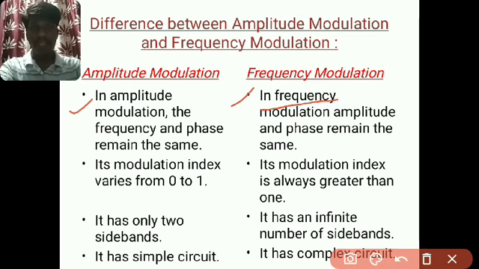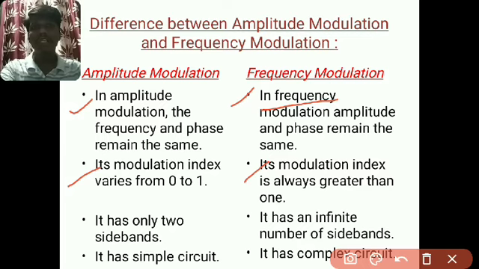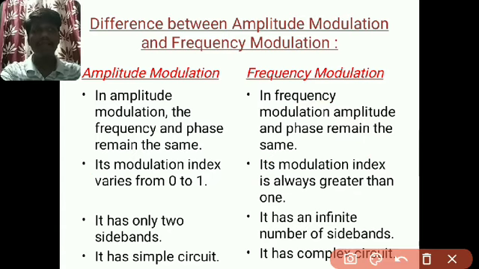Second, in amplitude modulation the modulation index varies from 0 to 1, because the modulation factor depends upon the amplitude modulation. In frequency modulation the modulation index is always greater than 1, because this is over modulation. And the third one: amplitude modulation has only two sidebands.